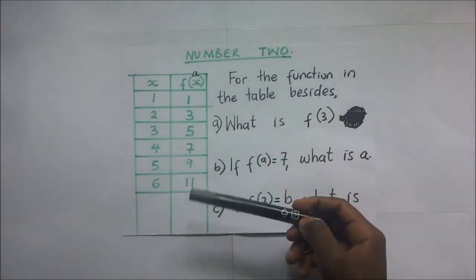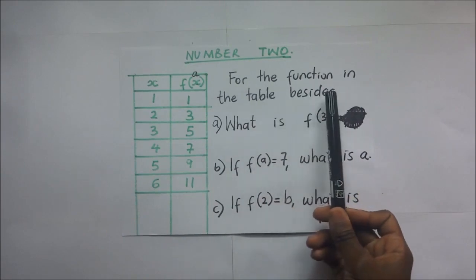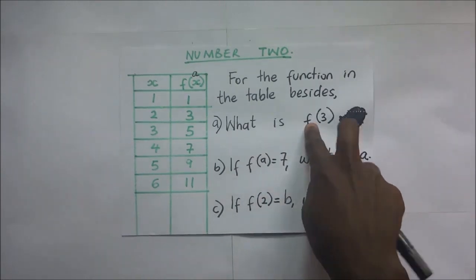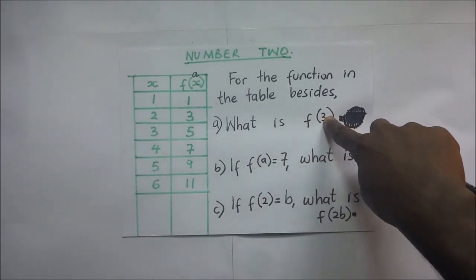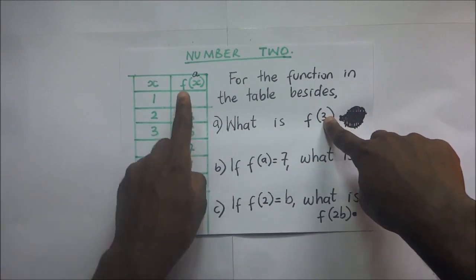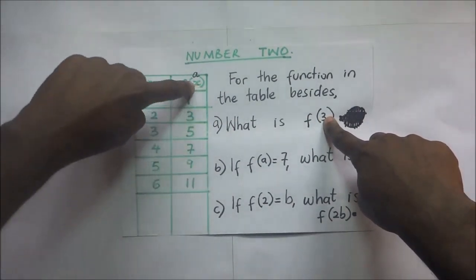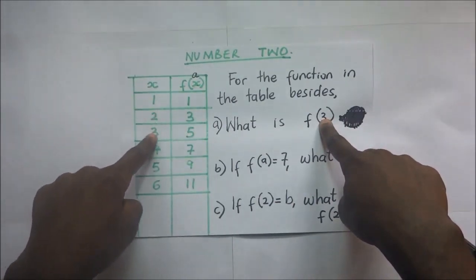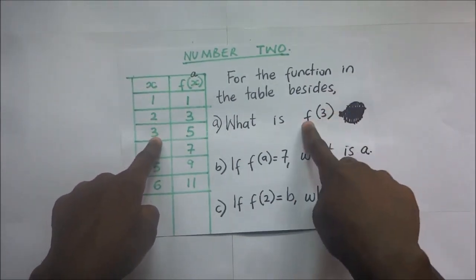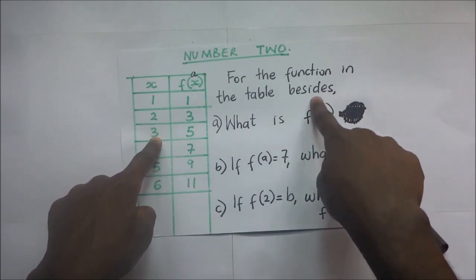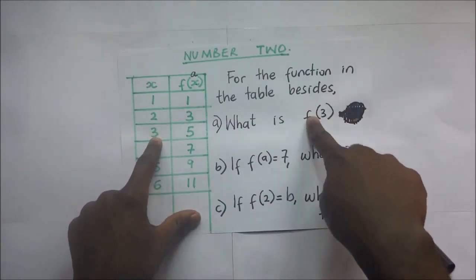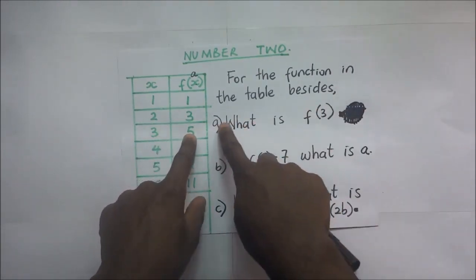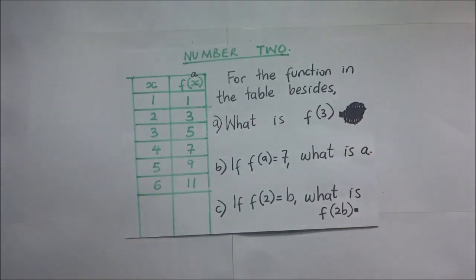Now looking at this, we are being told that for the function in the table beside, what is the function where the value of x is 3? In this case, the value of x in that bracket is 3. So we shall come to the value of x and look for 3. 3 is right there. So it means the function f of x, the value of y, or the value of this function is 5. So for part A, the answer is 5.